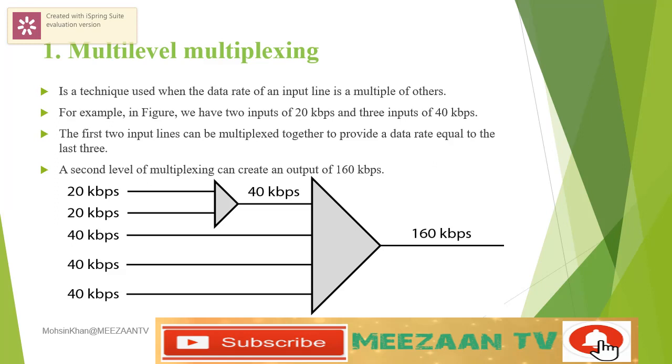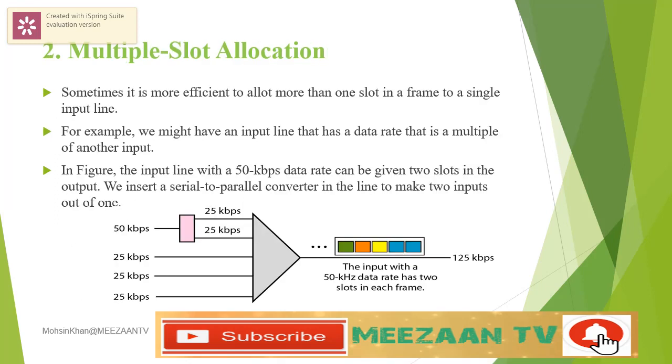The first 2 input lines can be multiplexed together to provide a data rate equal to the last 3. A second level of multiplexing can create an output of 160 kbs. Sometimes it is more efficient to allot more than one slot in a frame to a single input line. For example, we might have an input line that has a data rate that is a multiple of another input.